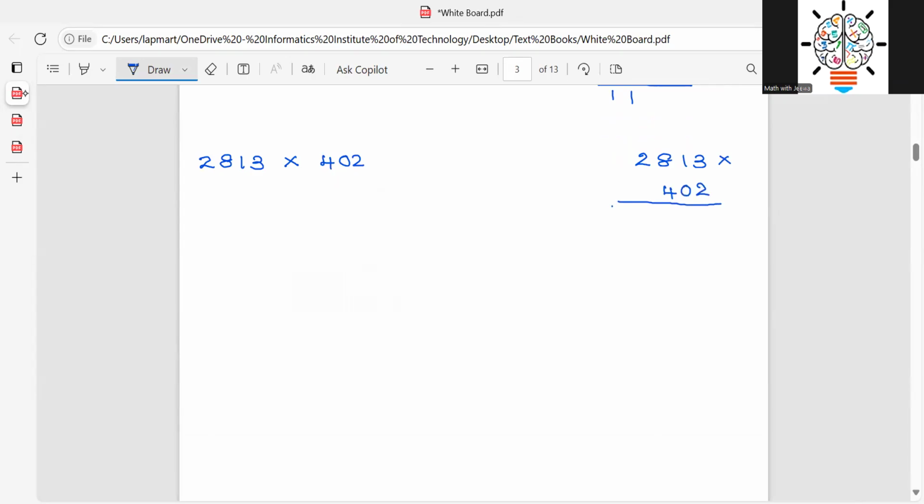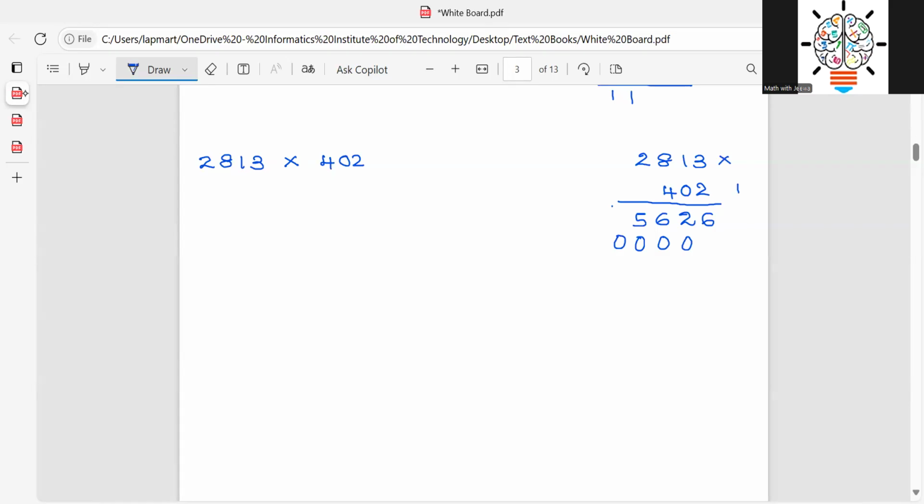First I multiply this number by 2. 2 times 3, 6. 2 times 1, 2. 2 times 8, 16. 2 times 2, 4. Plus 1, 5. Right. So then the next, 2813 we want to multiply by 0. So then whatever the digit you multiply, that becomes 0. Right. Then because I started writing from the tens place.